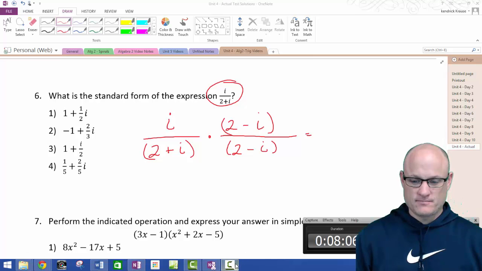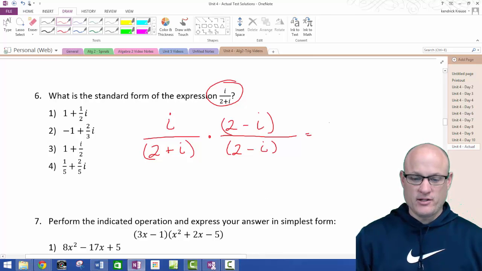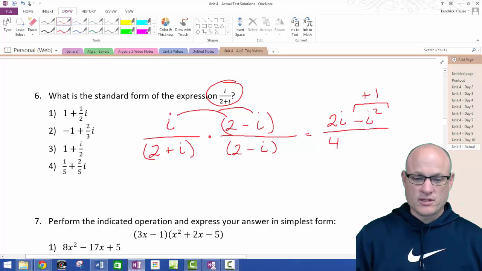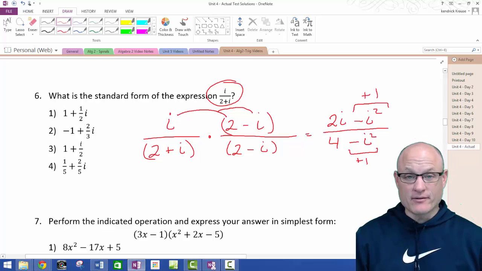So, in the numerator, we're going to distribute. 2 times I is 2I. Negative I times positive I is minus I squared. Well, remember, this is really just a plus 1. All over, 2 times 2 is 4. Positive I times negative I is minus I squared. Well, remember, this is really just a plus 1. So I should have a 5 in the denominator.